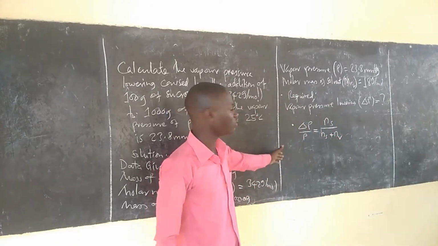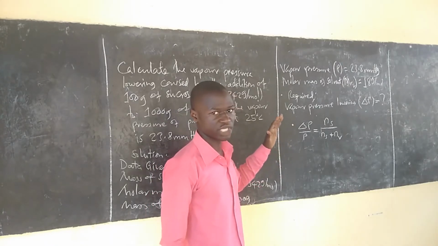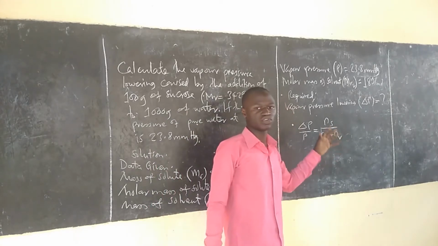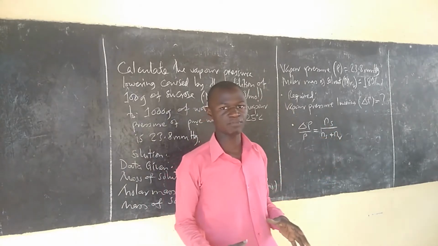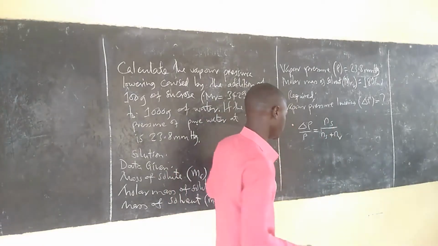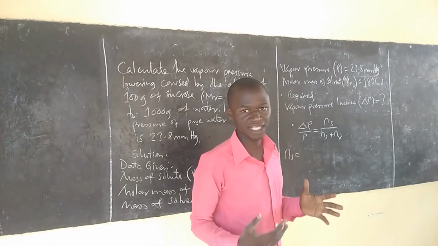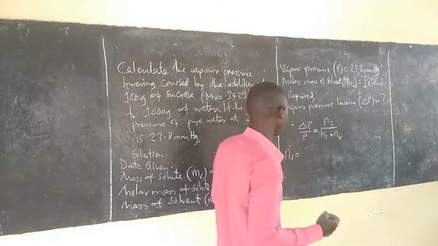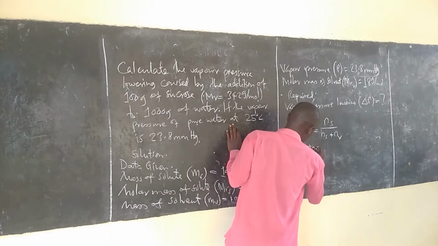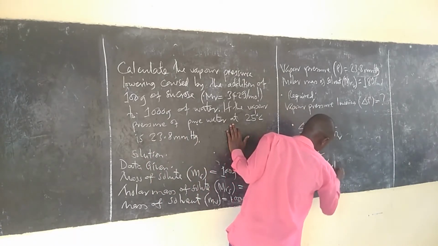We use this formula because we have not been told the solution is very dilute. If the solution were very dilute, the number of moles of solute in the denominator would be approximately zero, leaving only the number of moles of solvent. So from here, number of moles of solute is equal to mass of solute divided by molar mass. What is the mass of solute? 100 grams divided by 342 grams per mole.